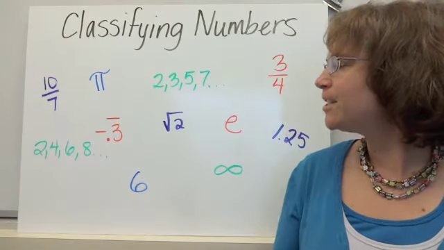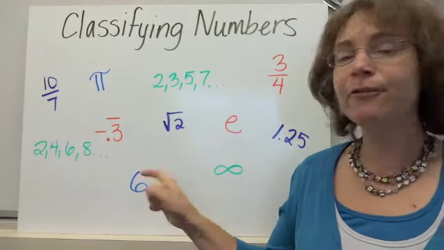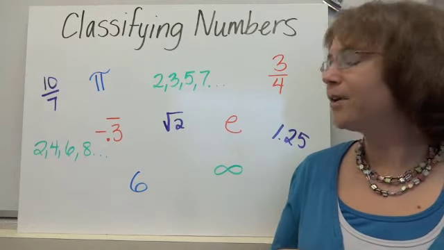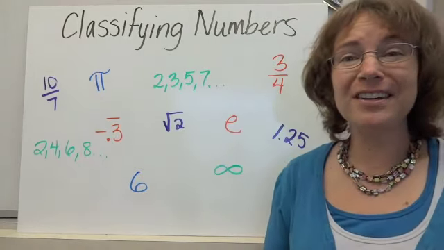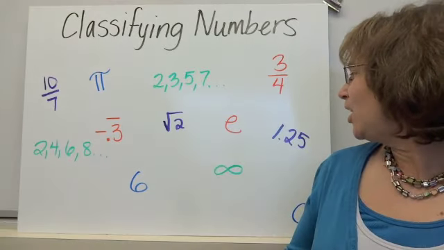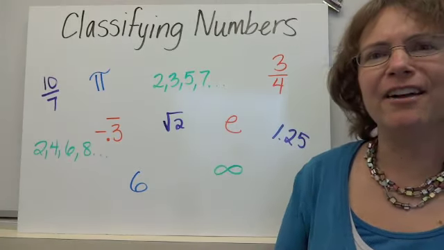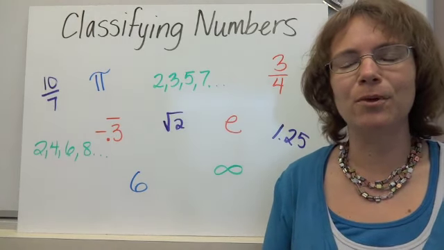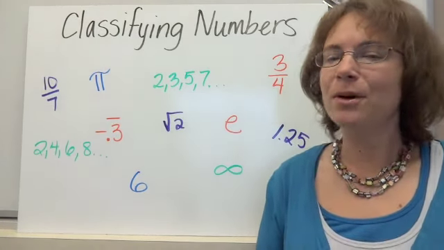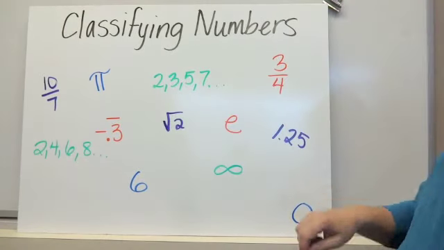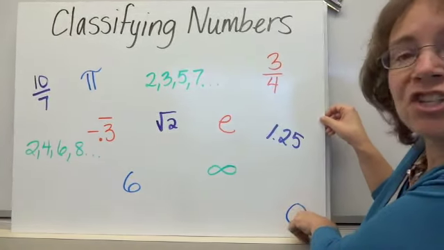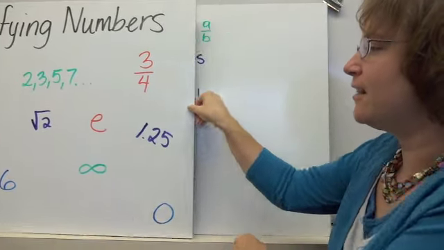And we've got even numbers, numbers under a radical, perfect numbers like 6. We have the number e. We have a number that's not really a number at all, infinity. Decimal numbers, 1.25, and a number that actually represents no quantity, one of my favorite numbers, 0. So mathematicians had to find a way to kind of classify these.